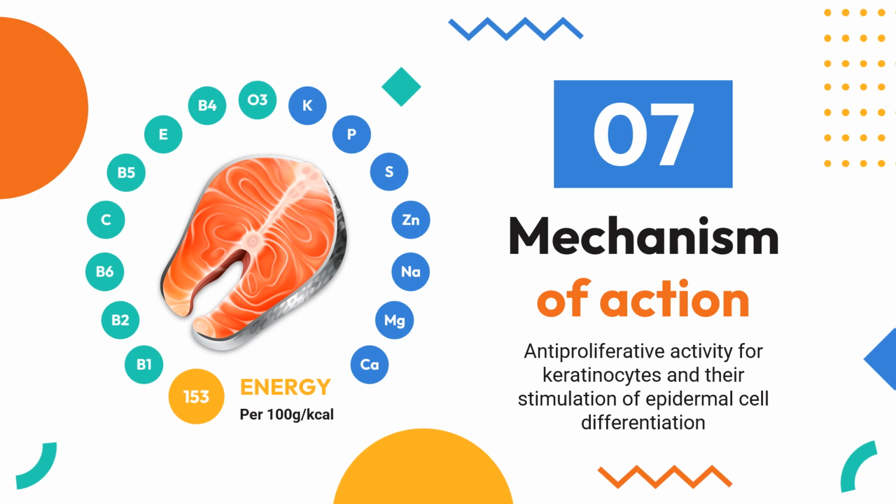Mechanism of action. The mechanism of action of calcitriol in the treatment of psoriasis is accounted for by its antiproliferative activity for keratinocytes and its stimulation of epidermal cell differentiation. The anticarcinogenic activity of the active form of calcitriol appears to be correlated with cellular vitamin D receptor (VDR) levels. Vitamin D receptors belong to the superfamily of steroid hormone zinc finger receptors.